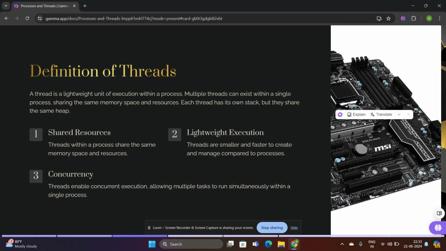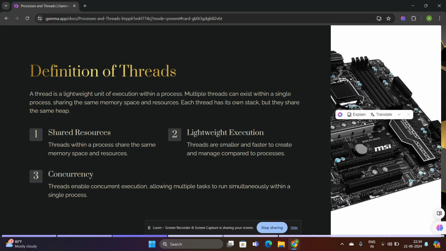Coming to the definition of a thread, we know that a thread is a small unit of execution within a process, where multiple threads can be executed in a single process. That means in one process there may be multiple threads, and these threads share the same memory. Every thread has its own stack, but every thread uses the same heap area. That is what happens here.